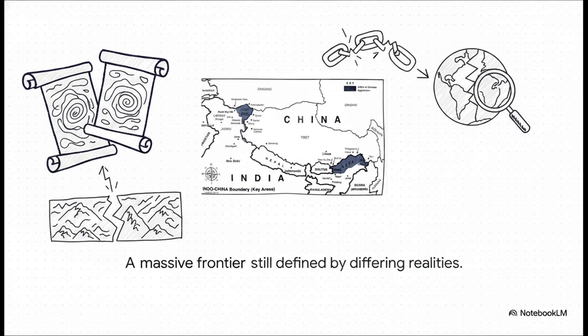Following the 1962 military operations, where Chinese troops advanced up to, and in some cases actually beyond, their 1960 claim lines, the conflict paused, but it didn't resolve. The resulting line of actual control essentially cemented a fractured reality on the map. It is a massive frontier still defined today by differing historical realities, where the physical map on the ground just does not match the paper maps in the archives of either nation.